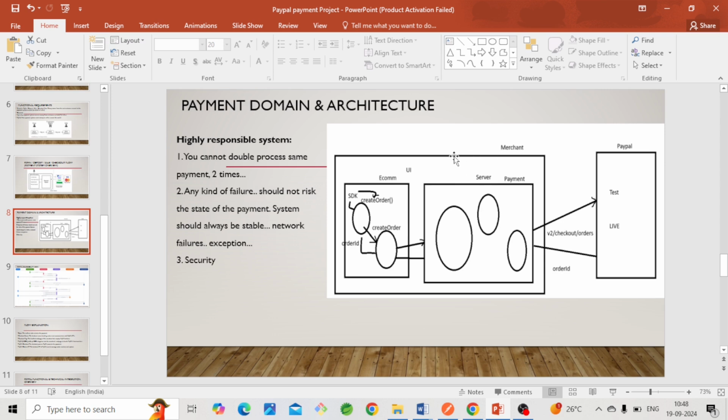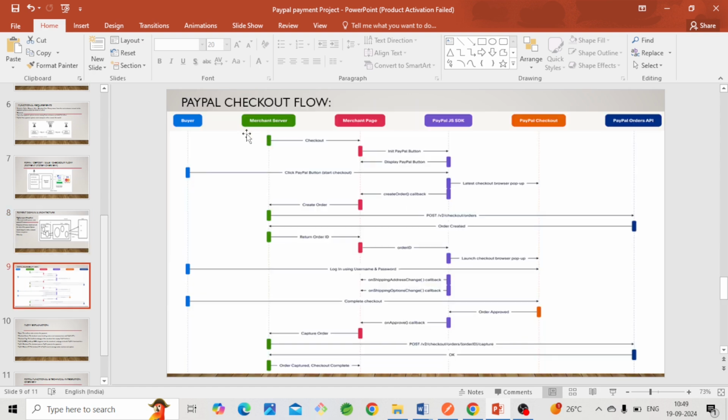In a merchant server we are including two terms: the backend server of the e-commerce, and the backend of our payment processing service. Together that is called the merchant server. This is the backend server handling the order and communicating with PayPal APIs. So this merchant server is responsible for communicating with the PayPal system's APIs. Server is a backend, you understood.